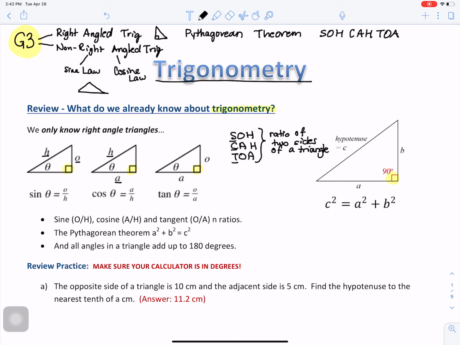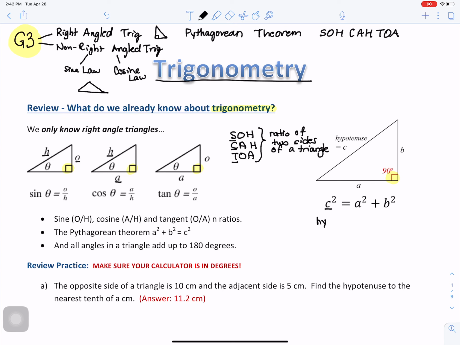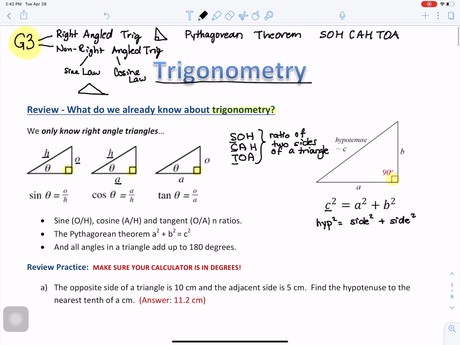We will also talk about the Pythagorean theorem, which means that the hypotenuse squared is always equal to the side squared plus side squared, in any order. How will you be able to tell where the hypotenuse is on a triangle? You look at the 90-degree angle. Wherever that arrow would point, that would be the hypotenuse of the triangle.